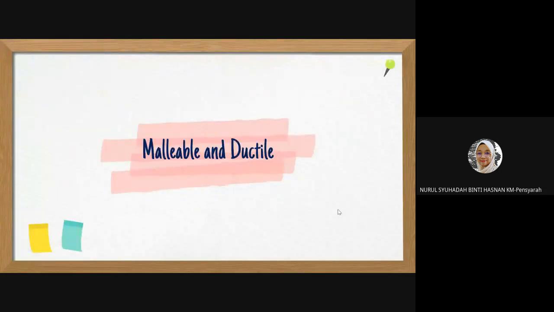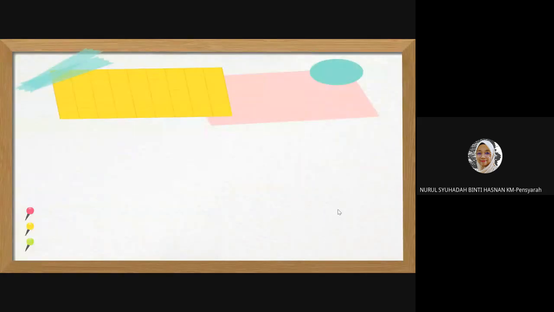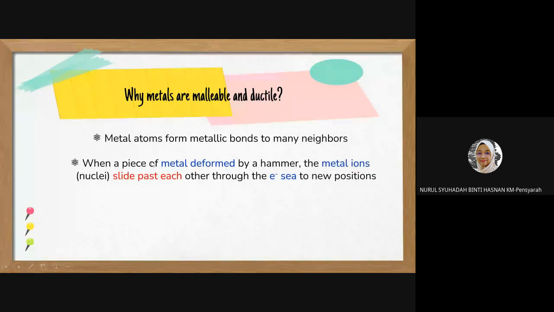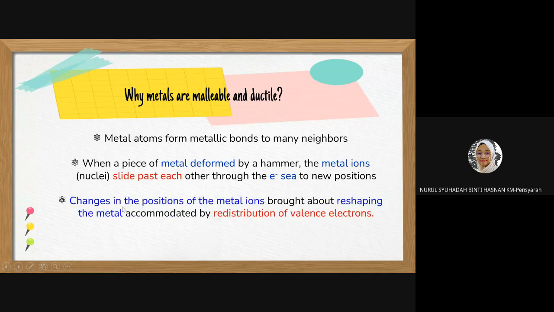Next, kita tengok berkenaan dengan malleable and ductile. Kenapa kita kata metal are malleable and ductile? Okay, so dekat sini, metal atoms form metallic bonds to many neighbours. So when a piece of metal deform maksudnya dekat sini kita ketuk dia, okay, by a hammer, the metal ion slide past each other through this electron sea to new position. So changes in the position of the metal ions brought about reshaping the metal accommodated by redistribution of valence electron.